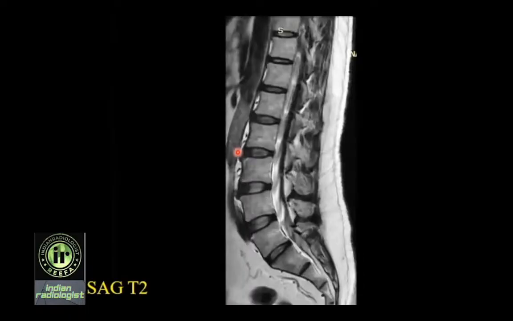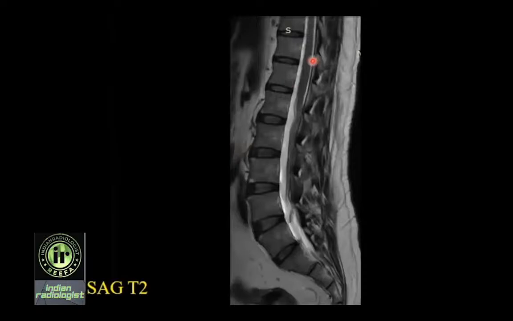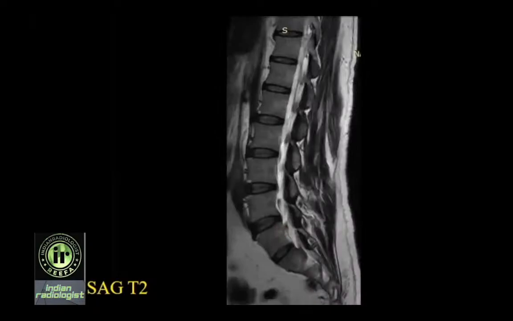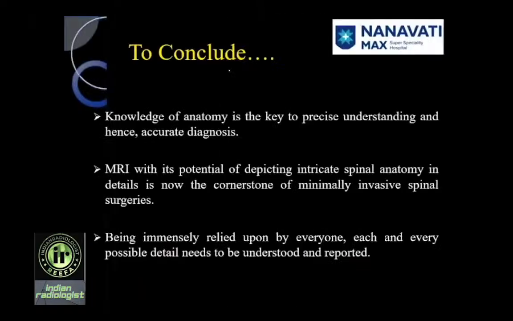Coming medially at the level of conus medullaris midline, cauda equina roots. These are coming out from cauda equina and trying to exit through respective neural foramina. So to conclude, knowledge of anatomy is the key to precise understanding and hence accurate diagnosis.